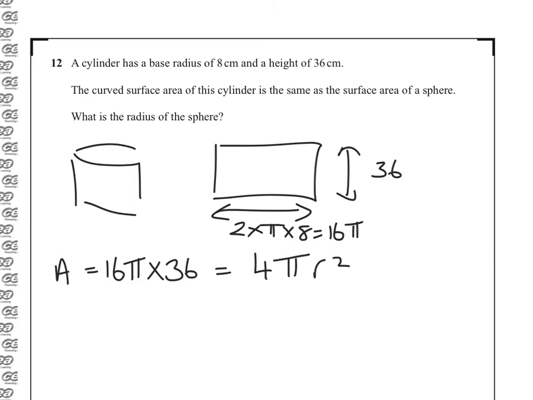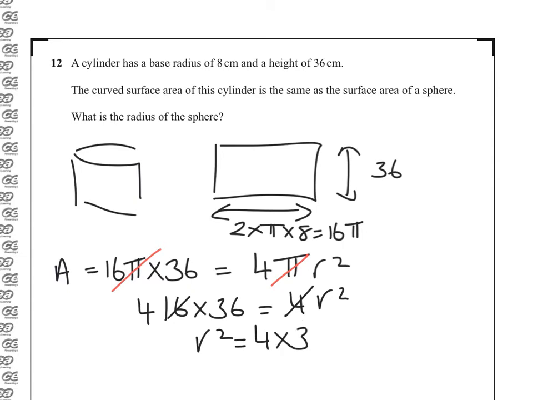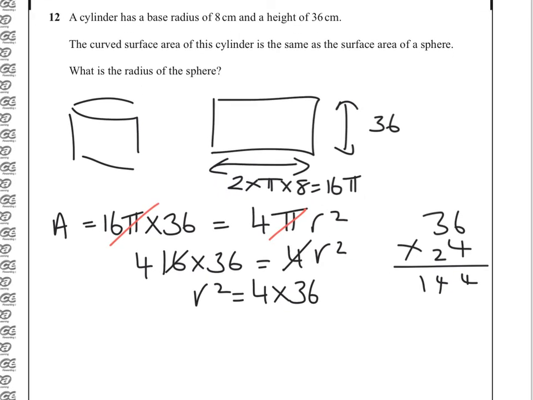Now look here, I have not calculated 36 times pi. I'm hoping to get some cancelling. I have a pi on the left and a pi on the right, so they'll cancel out. 16 times 36 equals 4r squared. So the 4 on the right cancels with the 16 to give 4. So r squared is 4 times 36. 4 sixes are 24, 4 threes are 12 plus 2, 144. So r must be the square root of 144, which is 12.